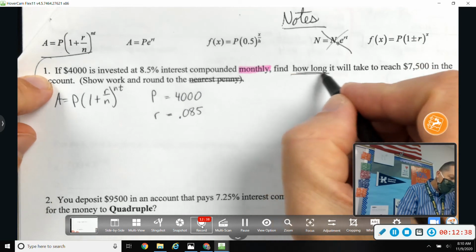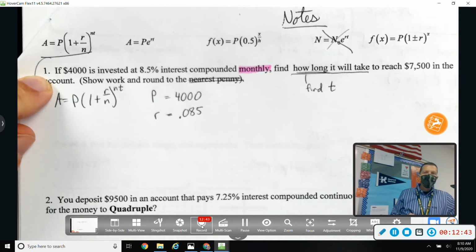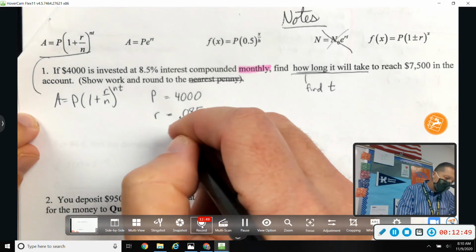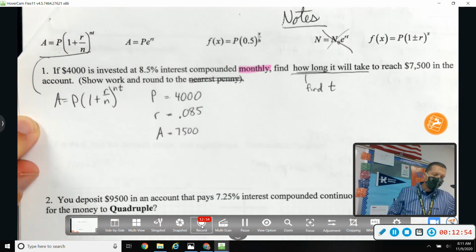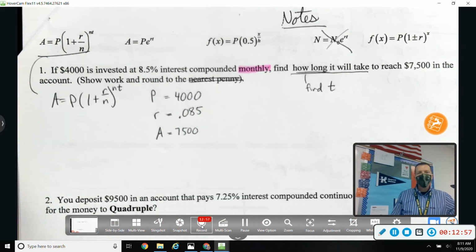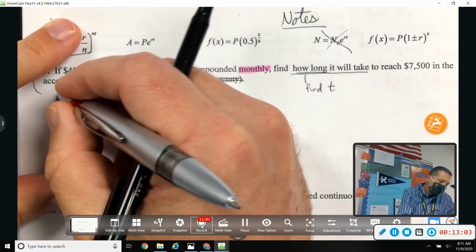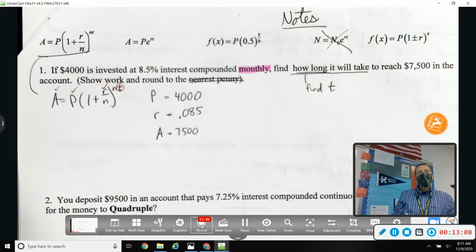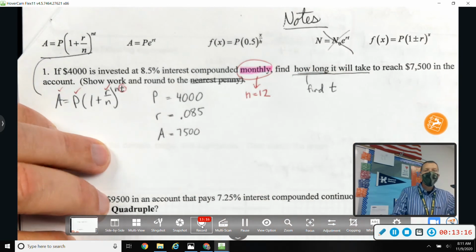How long will it take? So that means we're trying to find time to reach 7,500 in the account. Well, that sounds like 7,500 is the after amount. After so many years, we have $7,500. So we're looking for T. We know A, we know P, we know R. What's N? 12. Because again, it's never going to tell you what N is. You've got to use the words in there to figure out what N is.